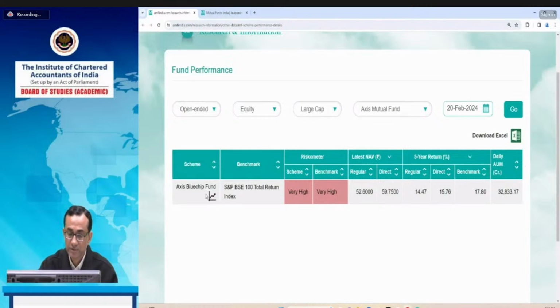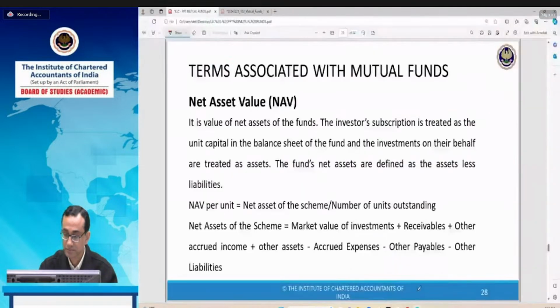So if I want to invest in Axis Blue Chip Fund today itself, that is 21st of February 2024, then if I opt for a regular plan, I have to invest at 52.60. And if I opt for a direct plan, I have to invest at 59.75. Okay. So this is net asset value per unit. So just read the slide carefully.